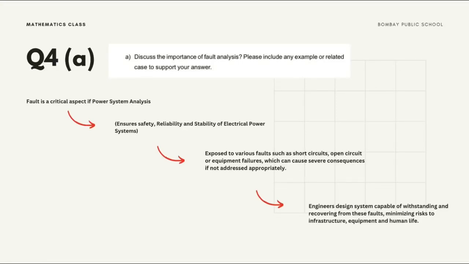For question number 4A and B, discuss the importance of fault analysis and please include an example. So we know that fault analysis is a critical aspect of power system analysis as it ensures the safety, reliability and stability of the electrical power system. Power systems are exposed to various faults such as short circuit, open circuit and equipment failures, which can cause several consequences if not addressed appropriately.